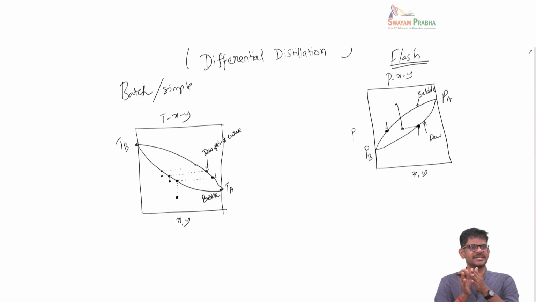So here I have shown a discrete set of points, but actually what happens is that it is happening in a differential manner, so that a very little, infinitesimally small amount of vapor is created and taken away. Okay, so that means you could actually go along this curve.